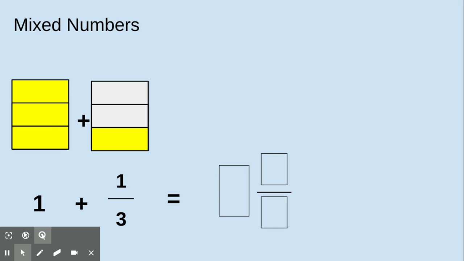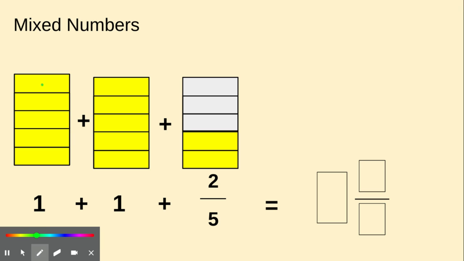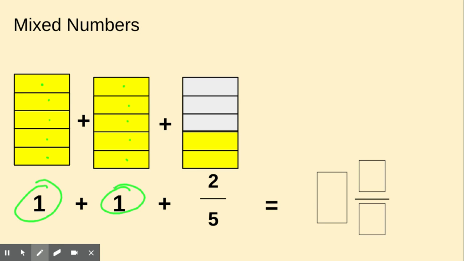Now I see we have 1, 2, 3, 4, 5 equal parts. All 5 of them are shaded yellow. So we're going to represent that as 1. Not 5/5, because 5/5 is the same as 1. We're adding 1, 2, 3, 4, 5 equal parts. All 5 are shaded yellow. So we're adding 1 more. And how do we get 1? We get 1 because the entire shape is shaded yellow. And 5/5 is the same as 1.